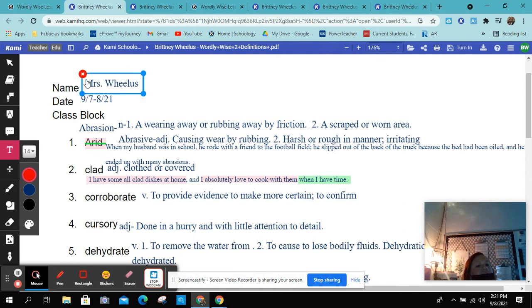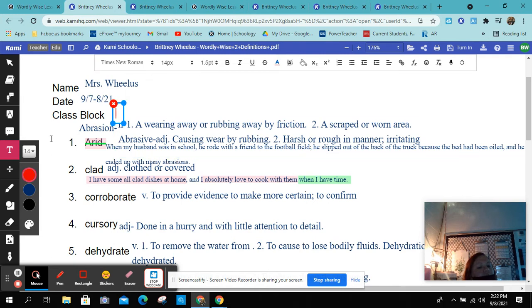All right, what I need for you to do is go ahead and write your name on this paper, or type your name on this paper. The date is going to be 9/7 to 9/8/21. I put yesterday and today's date because we technically started yesterday. We started in like the last 5 minutes. Okay, all right, you are in 5th block.